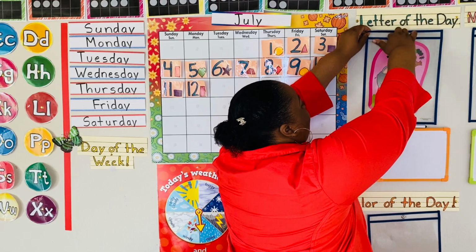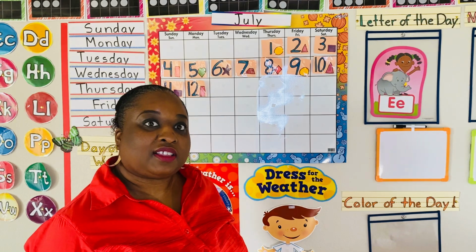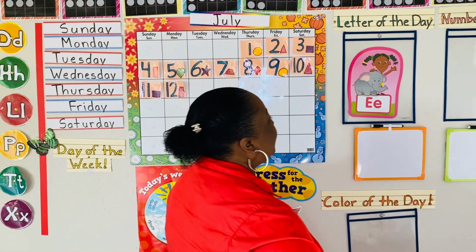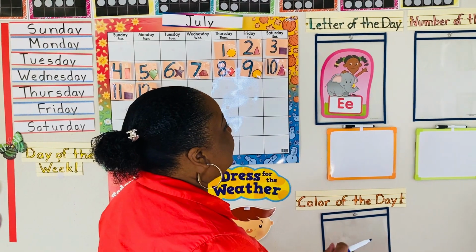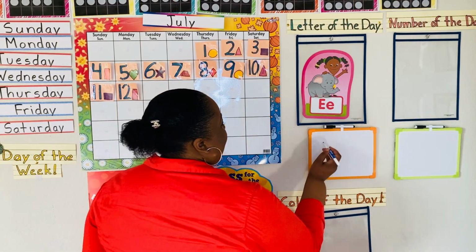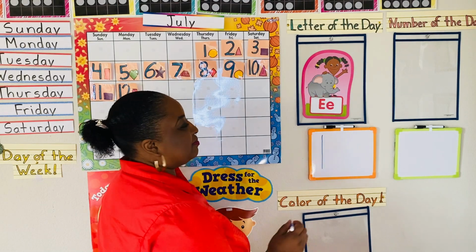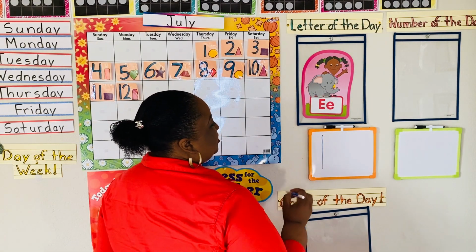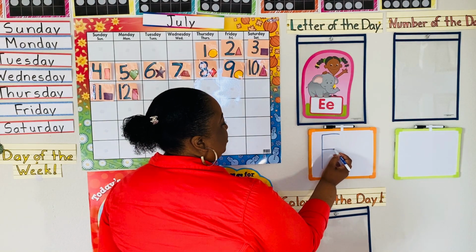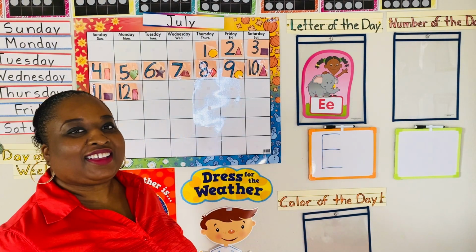Okay, so now I want you to get your paper and your pencil because we're gonna write the letter E. Okay, so first we're gonna write the uppercase letter, which is the larger E. We're gonna write a line going down. All right, you got it? And three lines going across. One, two, three. Did you write your E down?